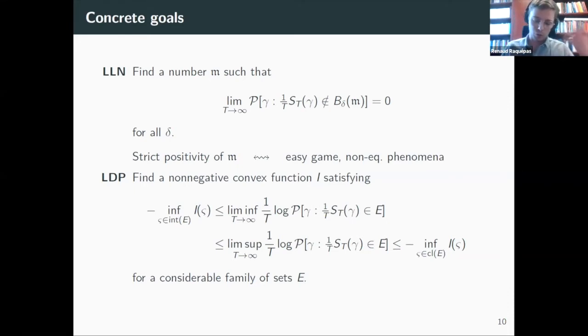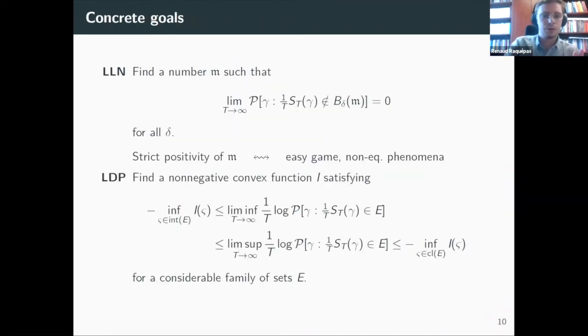And if I want to go back to this basic question, is the game easy or not? Strict positivity of the mean typically is related to non-equilibrium phenomena.